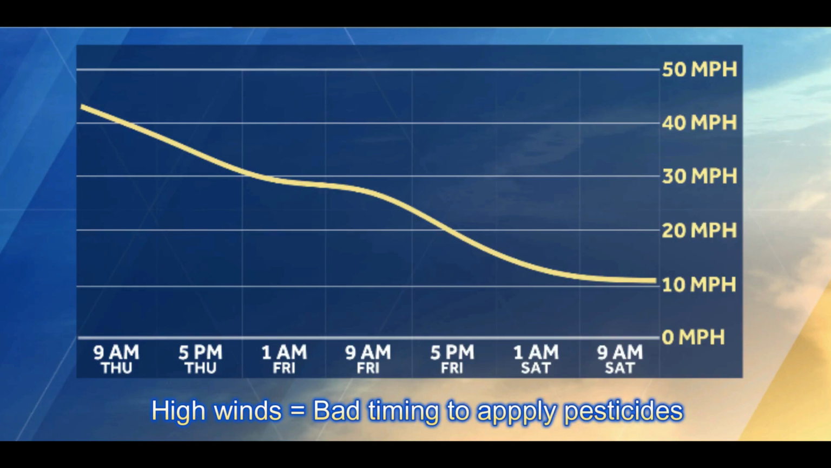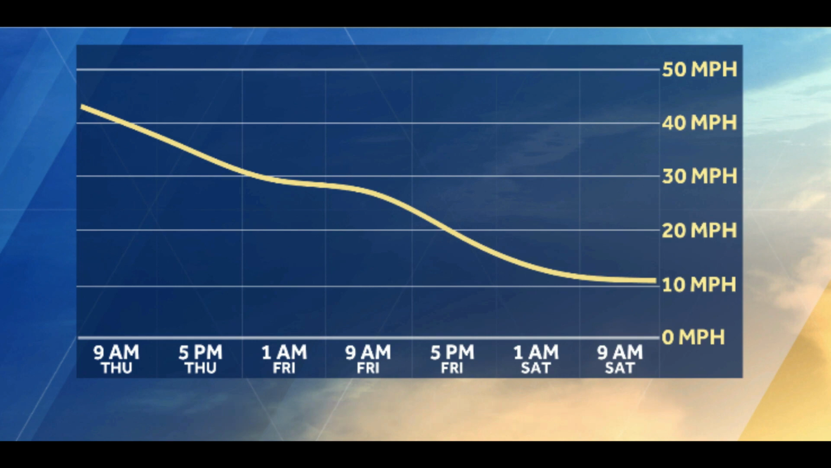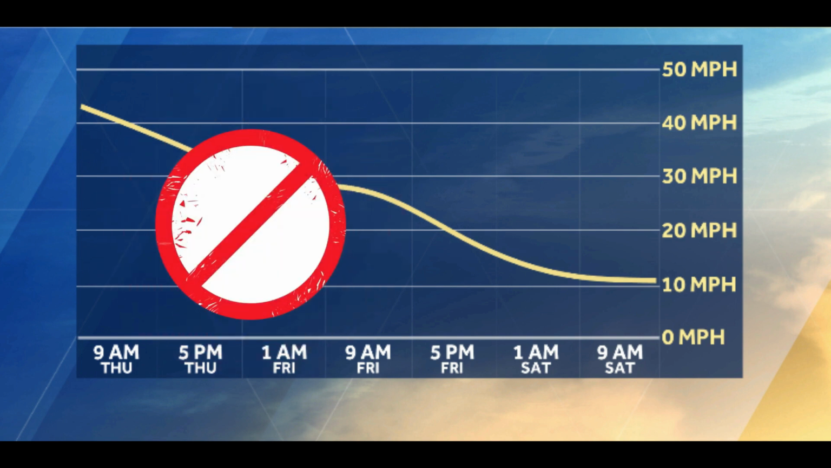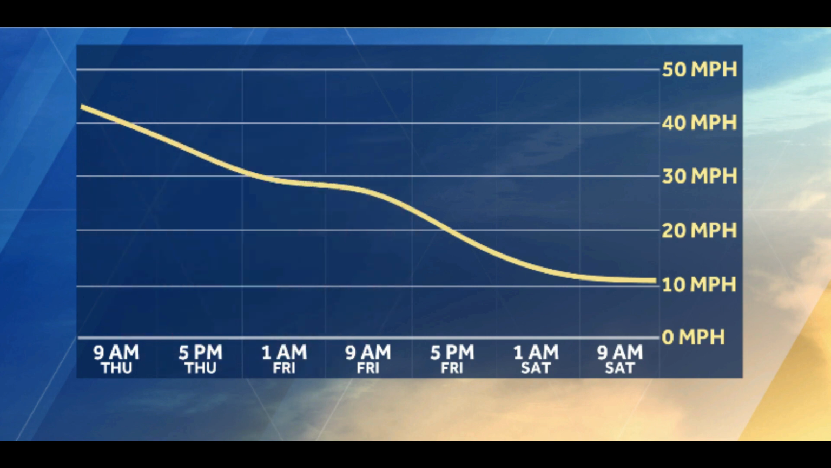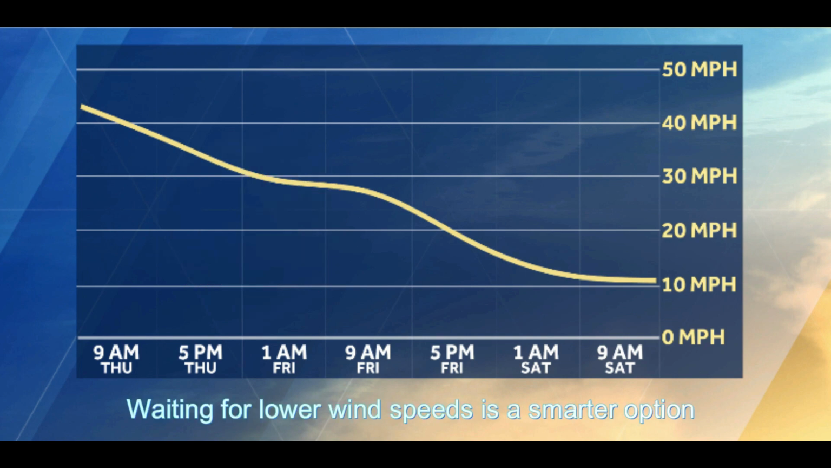I wake up in the morning, I look at the forecast, and I go, wow, by 9 a.m. today, those winds are going to be 40 miles per hour or above 40. Maybe by later in the day, they start to go down to 30. But this is really not a good day to do pesticide applications outdoors. They have the potential for drift. I also noticed something else on this forecast, that by the time I get to the weekend, those winds are going down to 10 miles per hour.